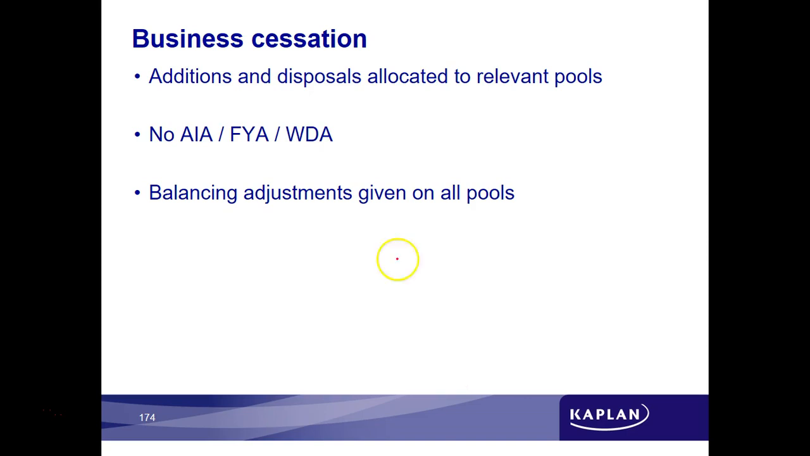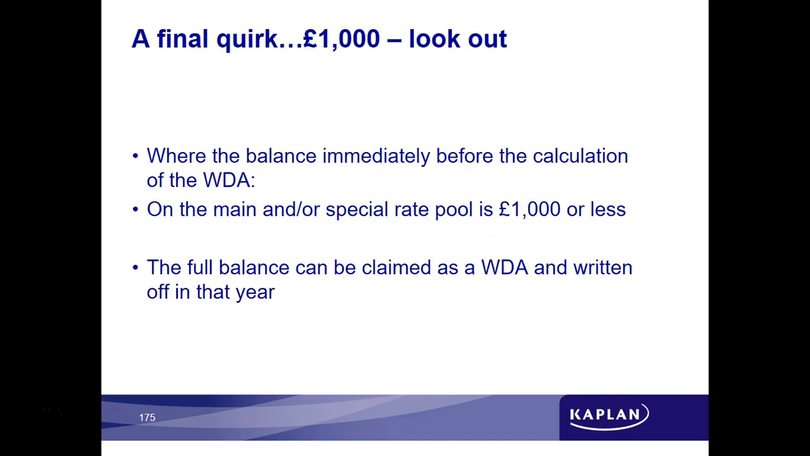Again, like I said, at the end of life, nothing. No AIAs, FYAs, WDAs. We just work out on disposal what's left, and then work out what the closing scenario is. I've talked about this final quirk. Important again, always watch out for the £1,000. We just write off the whole amount if it's less than 1,000 as a balancing allowance in that year, or, well, not balancing allowance, as a capital allowance in that period. Okay, right, great stuff.